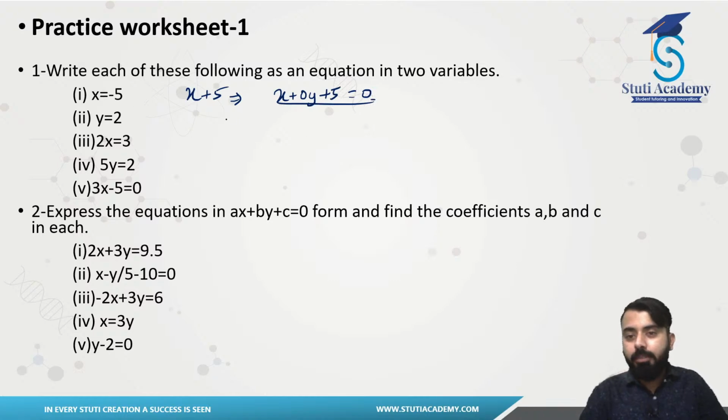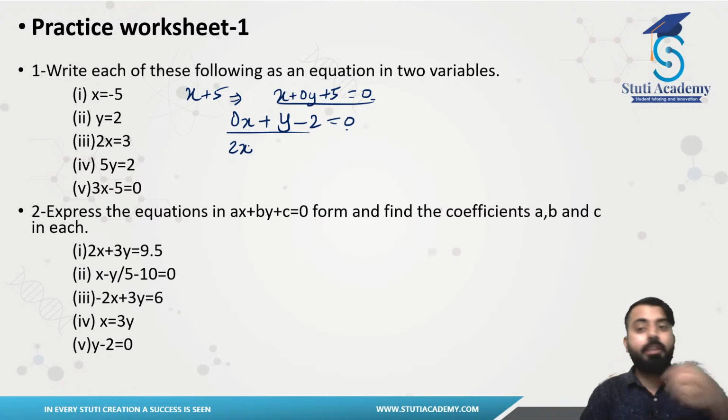And similarly here, this will be what? I don't have any x here, so this will be 0x plus y. This is positive 2 on the left hand side, it will be negative 2 equals 0. Then you have this one, this will be what? I do have an x, I don't have any y, so 2x plus 0y minus 3 equals 0.